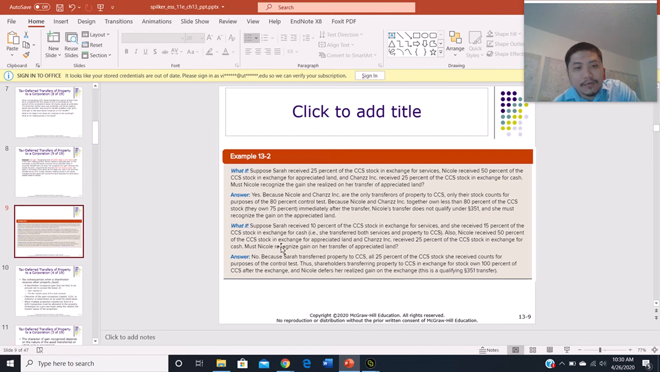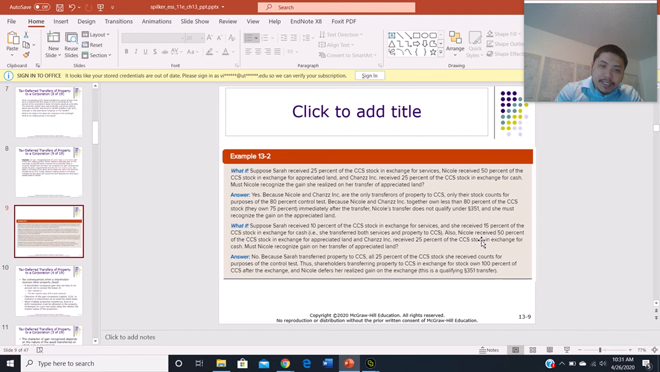Okay, so let's see the next scenario. Suppose Sarah received 10% of the CCS stock in exchange for services, and she received 15% of the CCS stock in exchange for cash. So she transferred both services and property to CCS. Also, Nicole received 50% of CCS, and Chan received 25% of CCS. So it asks how much gain Nicole recognized on her transfer of the appreciated land.